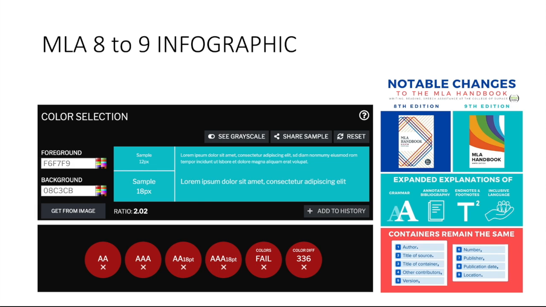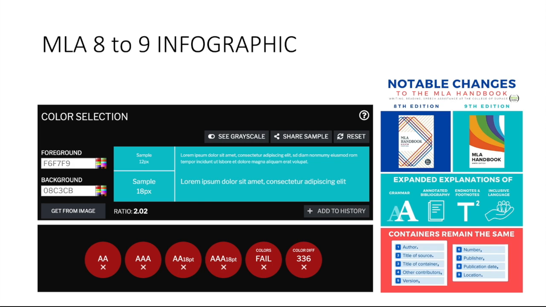This is the infographic I worked on to highlight changes to the MLA handbook. This is actually page 1 of that infographic. I uploaded the JPEG to the contrast checker, and it gave me a ratio and then a pass-fail score. You can see screenshots of that here, but we will look at it more closely in the actual browser.